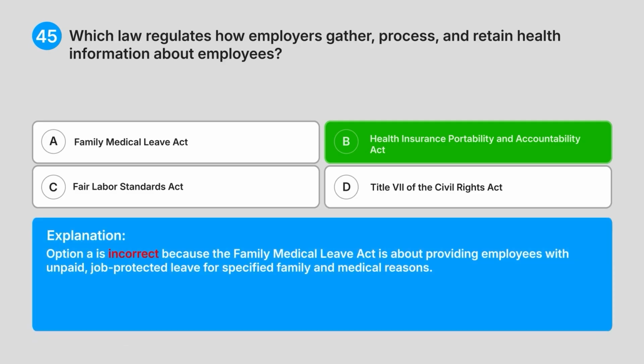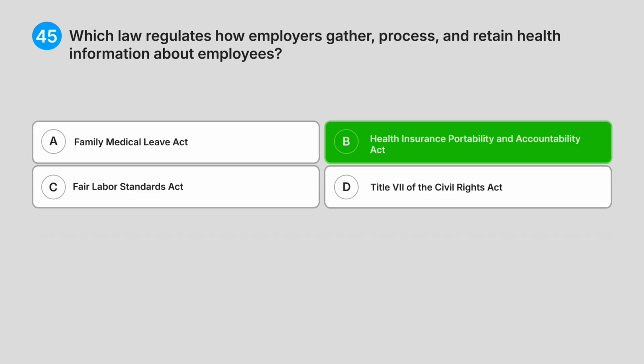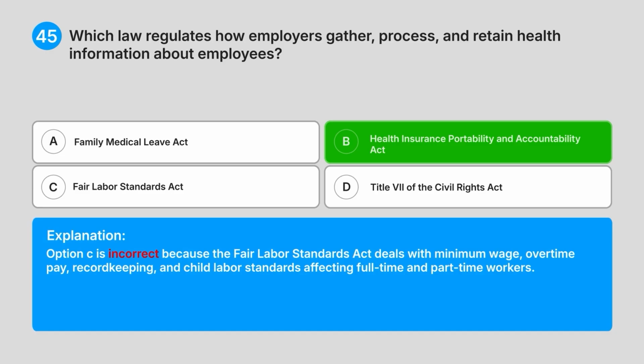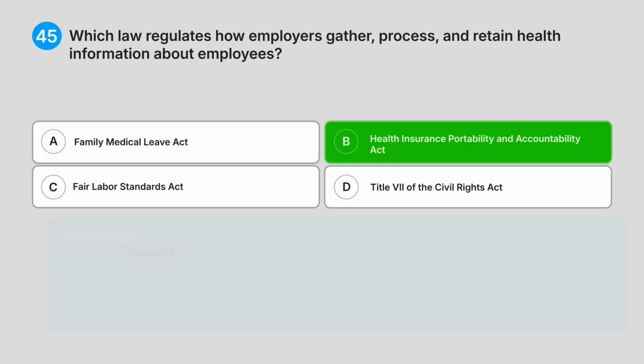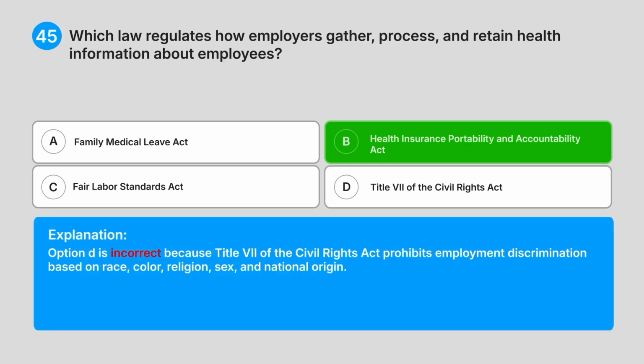Option A is incorrect because the Family Medical Leave Act is about providing employees with unpaid job-protected leave for specified family and medical reasons. Option C is incorrect because the Fair Labour Standards Act deals with minimum wage, overtime pay, record-keeping, and child labour standards affecting full-time and part-time workers. Option D is incorrect because Title VII of the Civil Rights Act prohibits employment discrimination based on race, colour, religion, sex, and national origin.